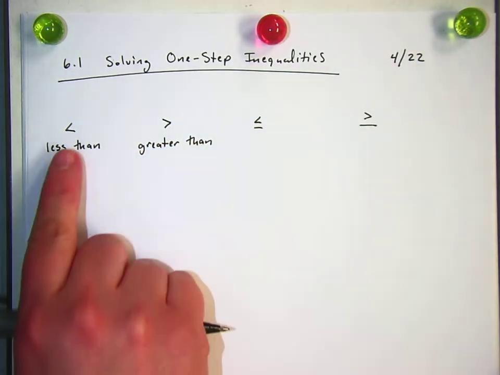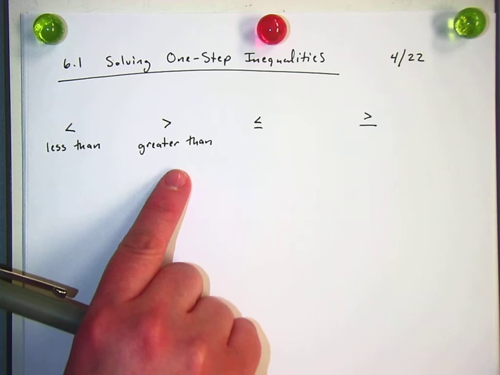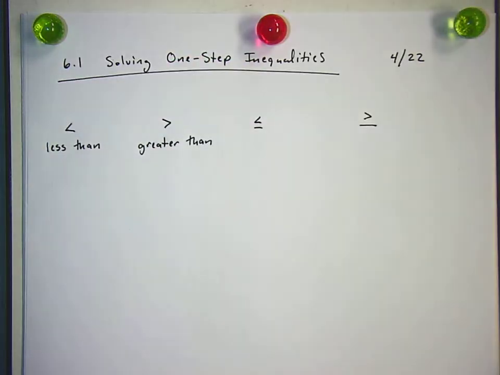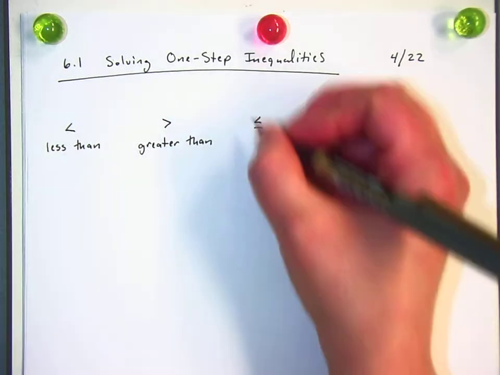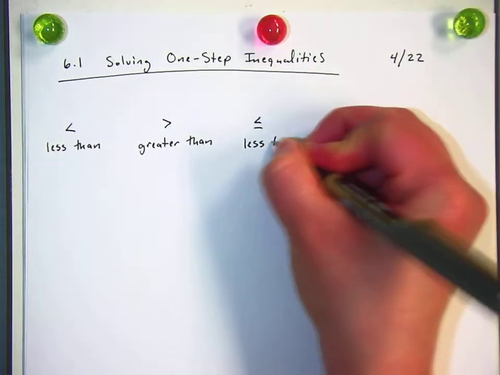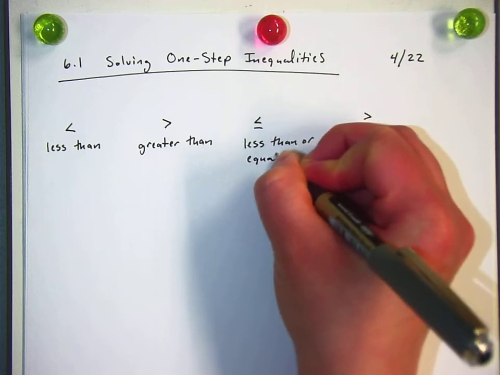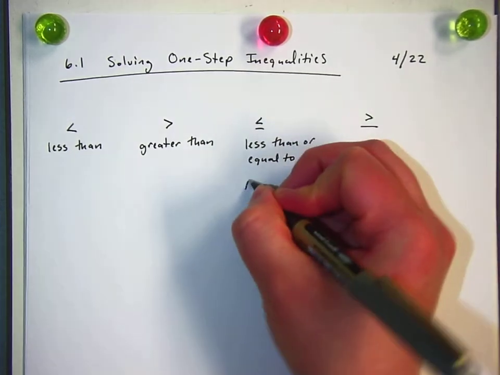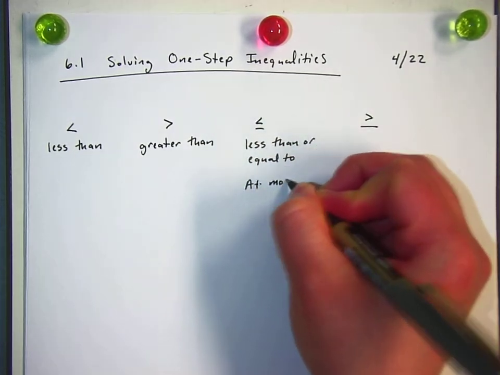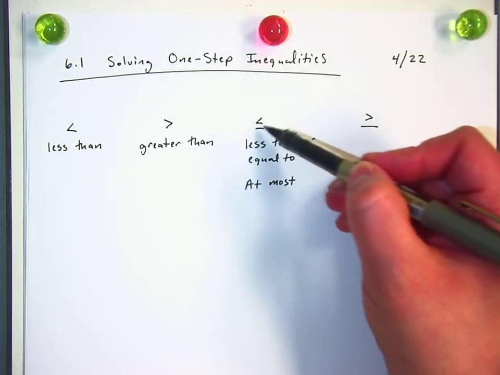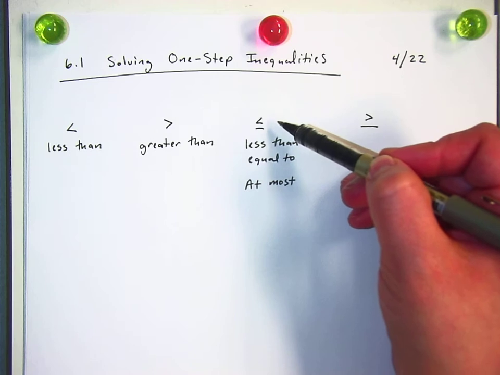Anyway, this symbol is less than, and this symbol is greater than. You probably know it as like an alligator that eats the bigger number. This one is called less than or equal to. And also, sometimes people say "at most" when they're looking at this one, because that means that a number is less than or equal to a number.